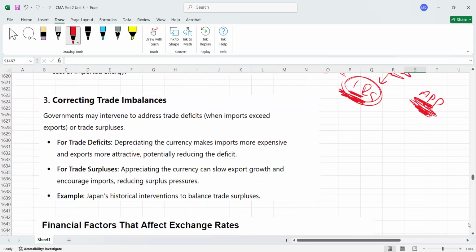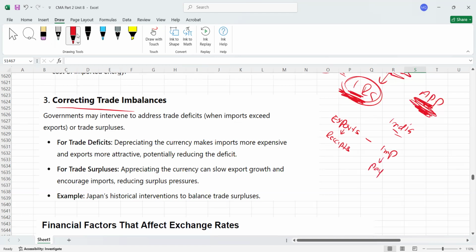And there I quoted a Chinese example. Now third, we have correcting trade imbalance. What is trade imbalance? Please remember here, every country calculates its trade balance. This is the formula we generally apply: we always take exports. For example, if you are living in India, they will take the exports of the country, exports minus imports. Against exports we get receipts, inflow, and against imports we have to make payments.